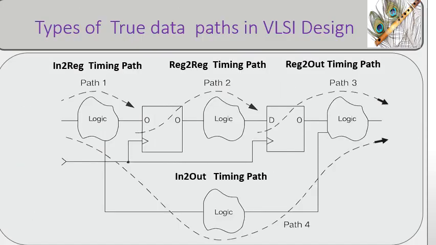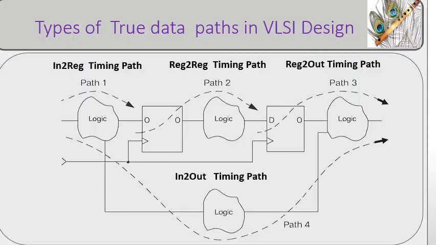The image illustrates the 4 major timing paths present in a synchronous logic design. The in-to-reg path transfers data from an external input through combinational logic to a capturing flip-flop. This path is important for validating input arrival timing with respect to the system clock. The reg2out path propagates registered data from a flip-flop through logic to an external output pin. This path ensures that output data is available within the required output timing specification.